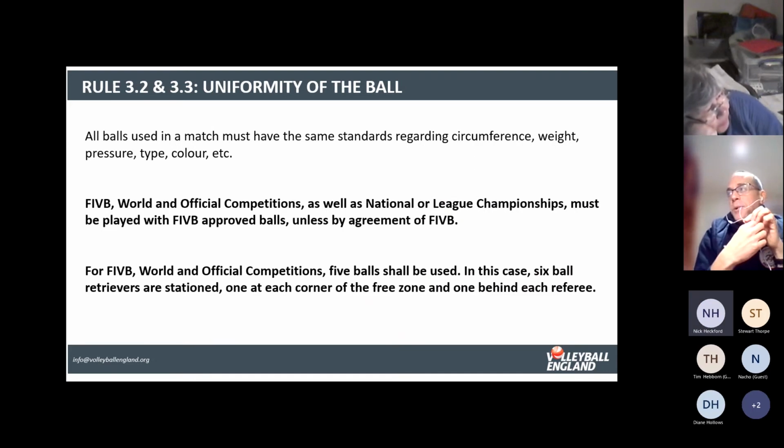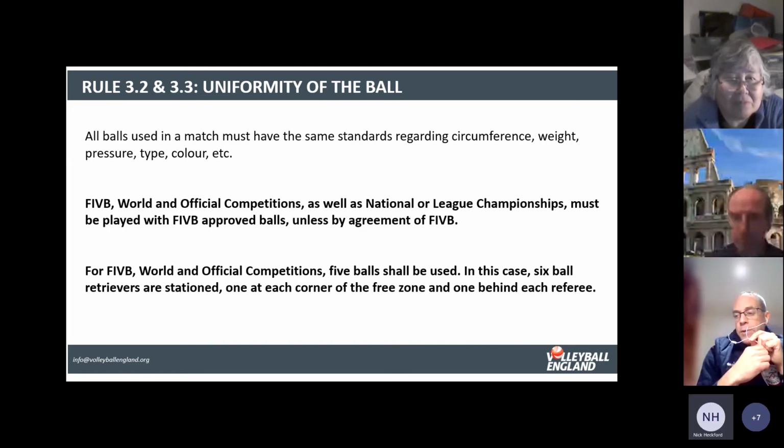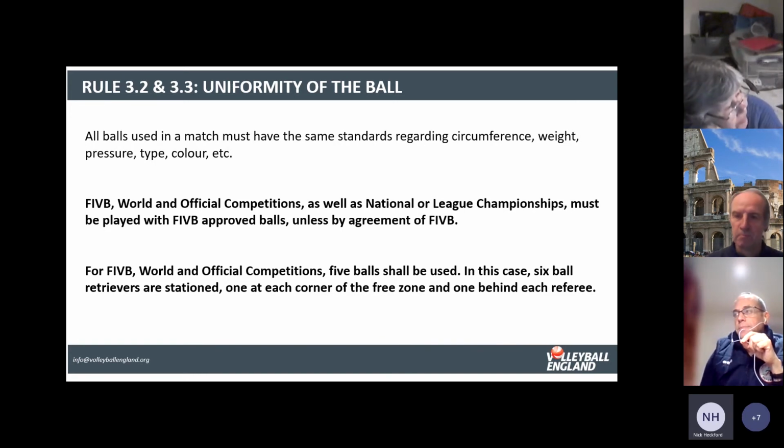Okay, and the uniformity of the ball: all the balls used in a match should be the same. So just make sure that they all have the same reference number on them. In the case of the international ball, each ball is a V300W, or you're still using the MVA 200 or the MVA 300, or whichever Molten or Gala balls are allowed, but make sure that all of them are the same.